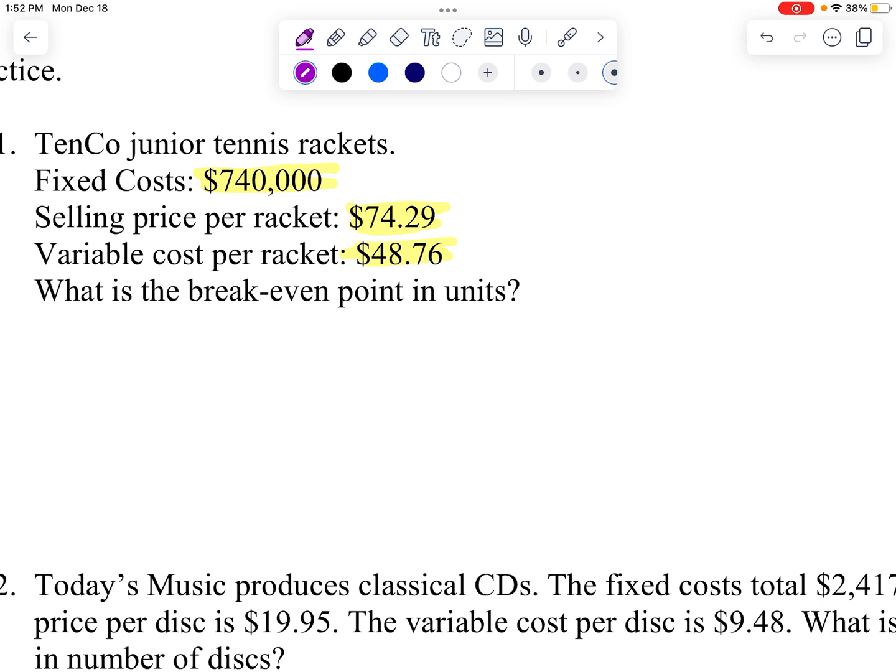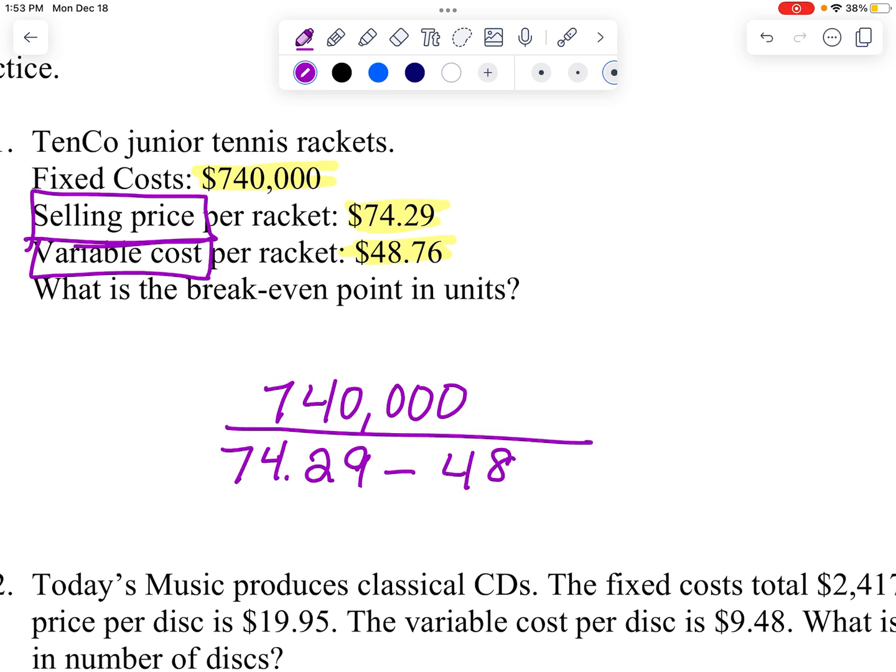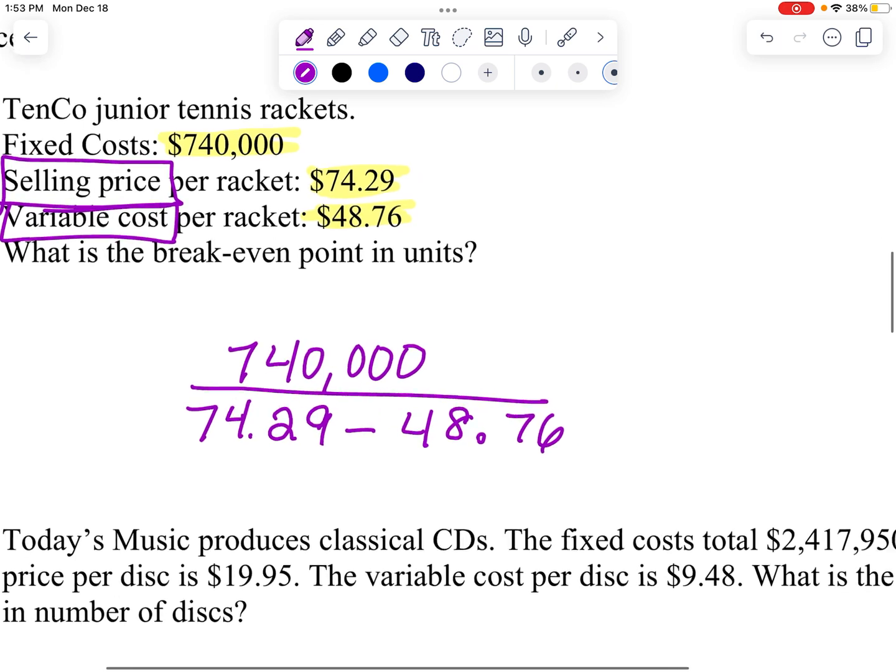All right, so we know that it's a division problem. On top is your fixed cost. So in this case, it's 740,000. And on the bottom, you're going to take your selling price, which was 74.29, and you're going to subtract the variable cost, which was 48.76. So please take a moment to copy this down on your sheet.